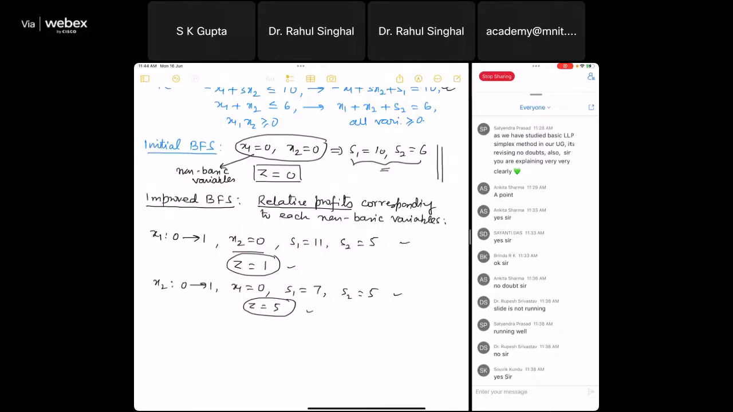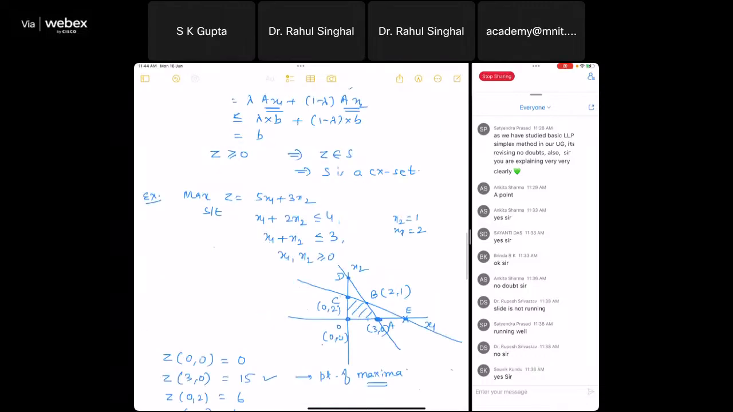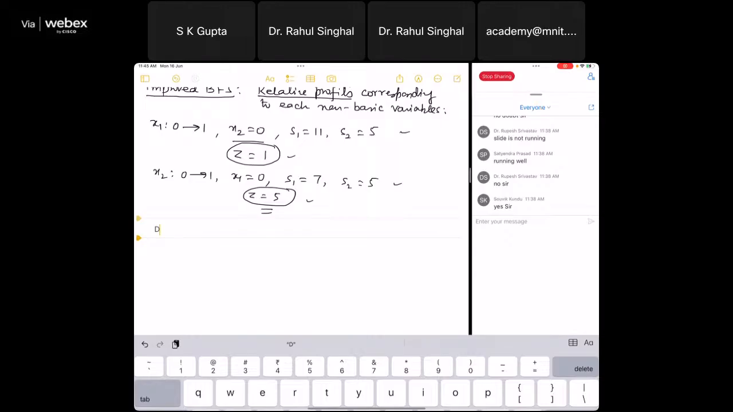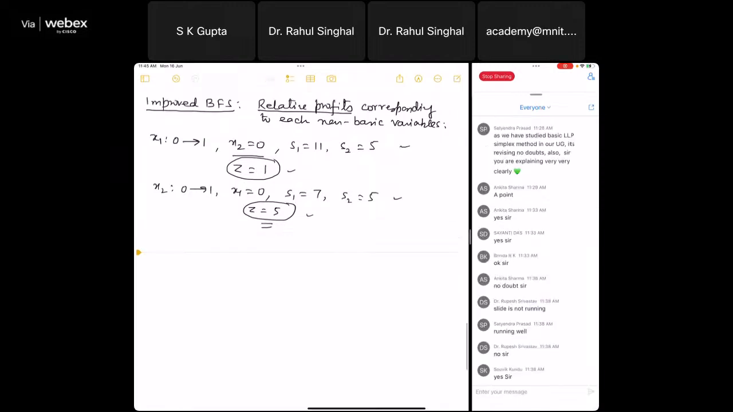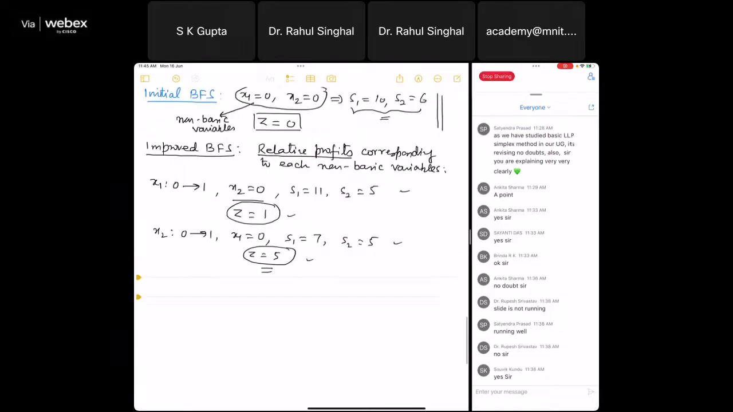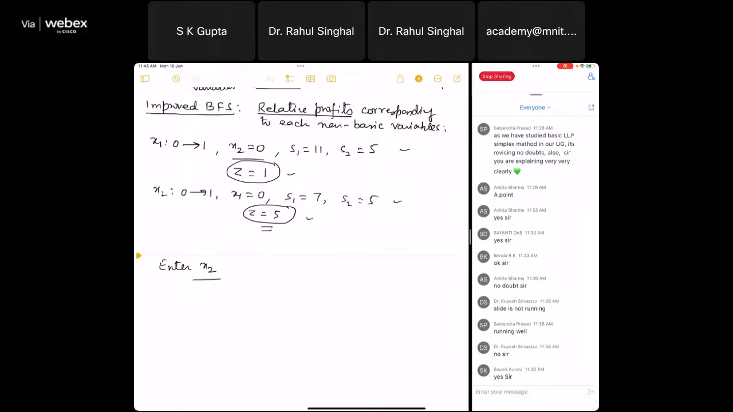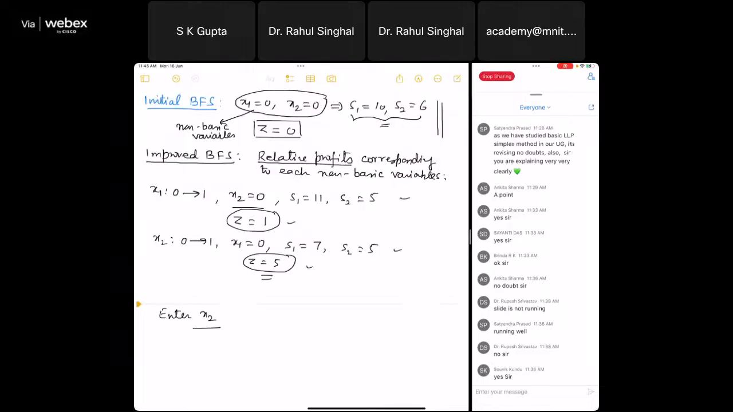How we will decide that? See, here the relative profit of x2 is more than the relative profit of x1. That means if we enter this variable, if we enter x1 or x2, then the value of z will increase by the maximum amount. So that means enter x2. Enter x2 means x2 will become a basic variable from the non-basic, and x1 will remain a non-basic variable.